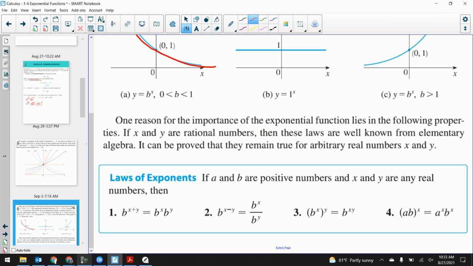One reason for the importance of the exponential function lies in the following properties. If x and y are rational numbers, these laws are well known from elementary algebra, and it can be proved that they remain true for any arbitrary real numbers x and y. So we've learned these way back in Algebra 1. These are just the exponent rules that we have. Remember that if you're multiplying with like bases, you add the exponents.